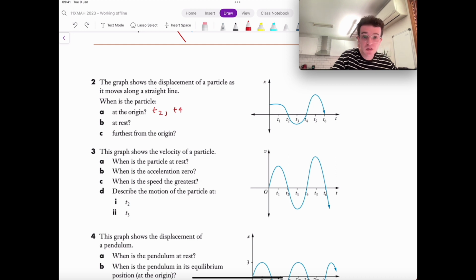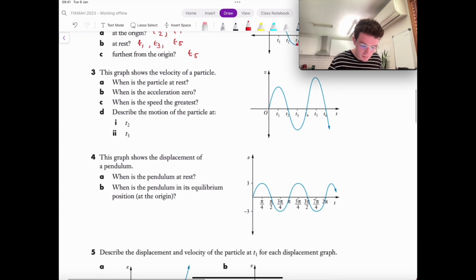When is it at rest? It's at rest when its velocity is 0. Its velocity is 0 when the stationary points of the graph occur. We know from our curve sketching that we just learnt about that stationary points occur when the first derivative is 0. So the first derivative of displacement is velocity. Then it's going to be at rest at T1, T3, and T5. The furthest from the origin, that one's nice and easy, T5.